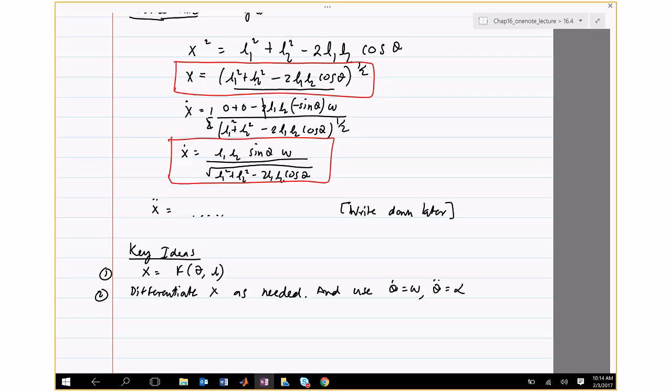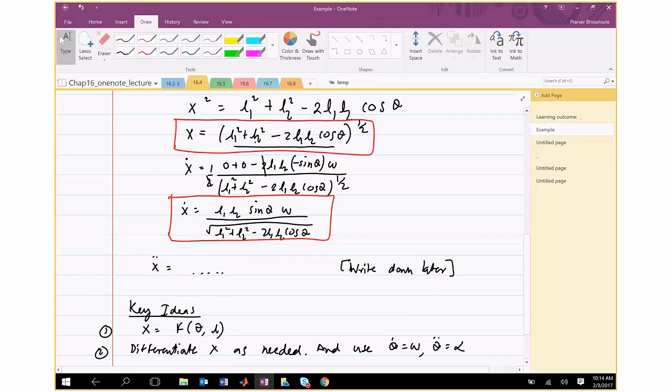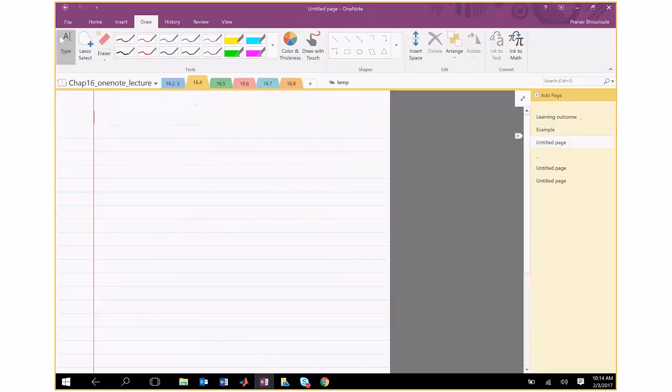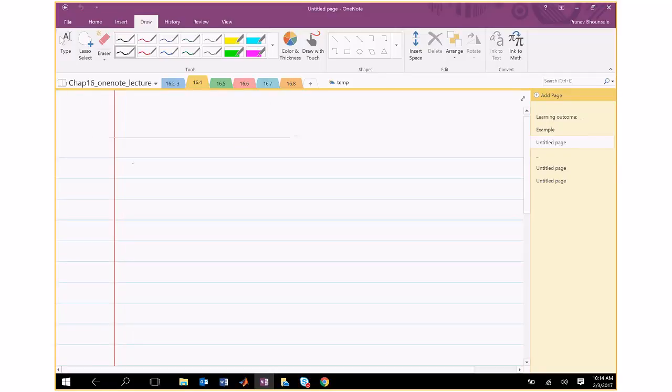How many of you remember cosine rule? Okay, I'm going to give you a list of formulas which you should know, and it will help you to solve problems. So this is a review.